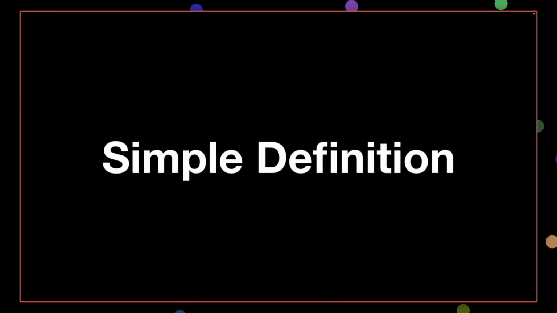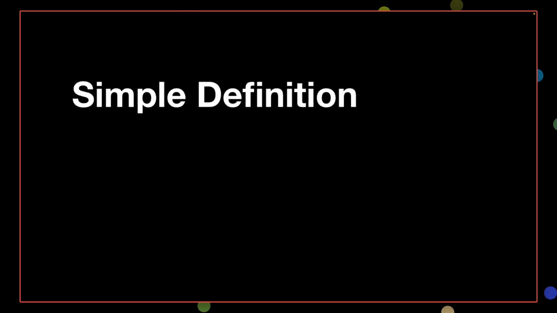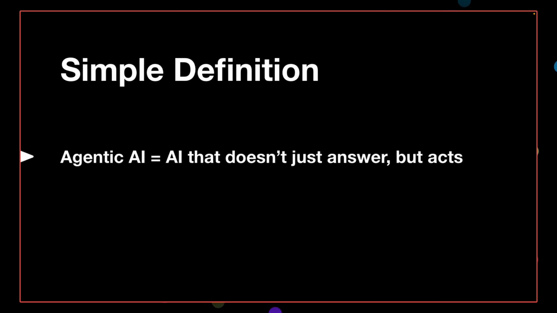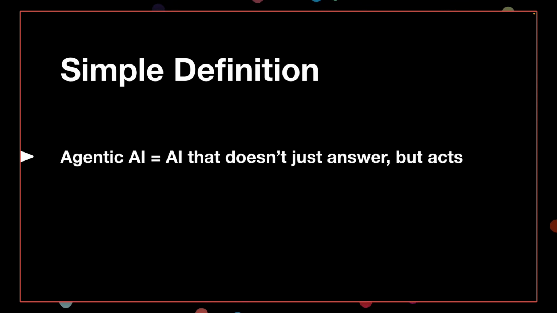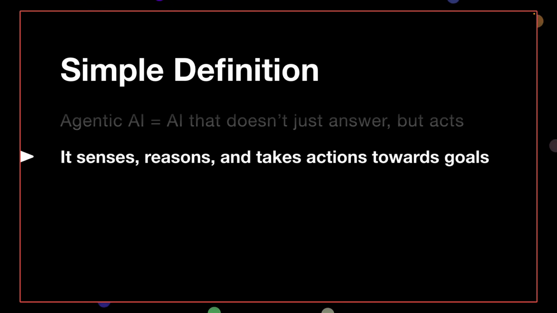When we say Agentic AI, it is basically an artificial intelligence which doesn't just answer, but it can also take actions so that the end goal can be achieved. So think of this as an AI which can sense its environment, reason about what to do, and then act towards completing a task. Think of this as a human being.